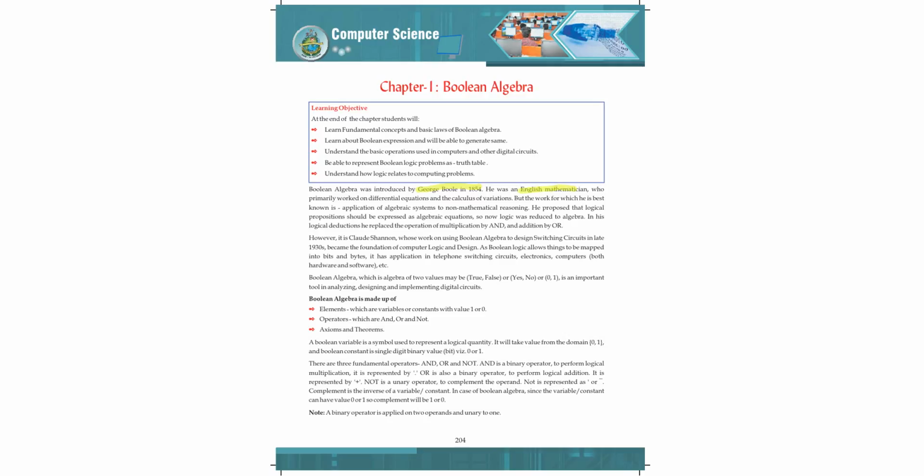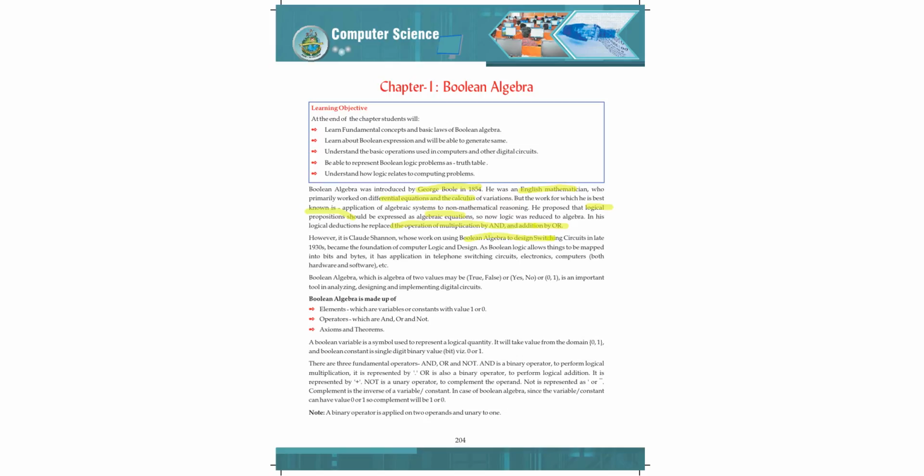He worked on differential equations and the calculus of variations, and he proposed that logical propositions should be expressed as algebraic equations. So, in his logical deduction, he replaced the operation of multiplication by AND and addition by OR. However, Claude Shannon worked on using Boolean algebra and designed logical switching circuits in 1930.